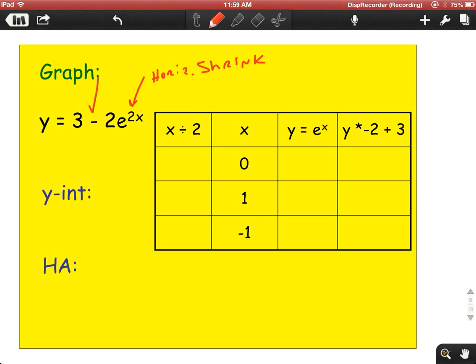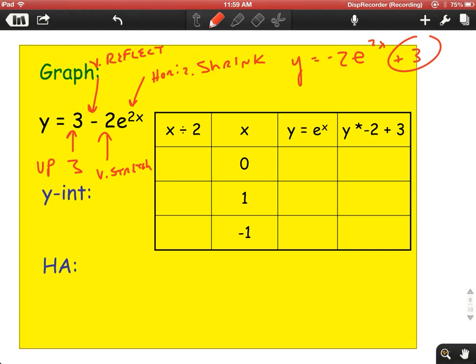We've got vertical reflection, and we've got up 3. You could just as easily write that as y equals negative 2e... Oh, I forgot about the vertical stretch. Y equals negative 2e to the 2x plus 3. You can put the plus 3 on the back end to kind of show the up 3.